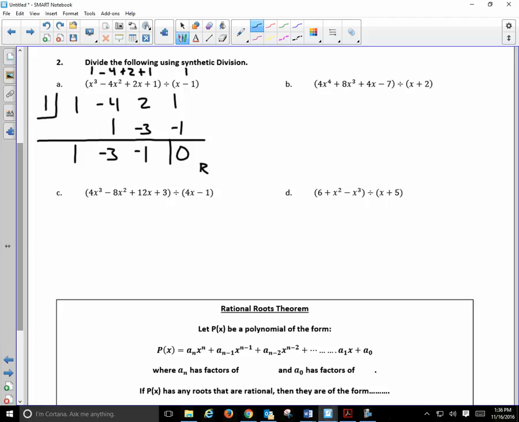Yep. I take the 1 times the -3 to get the -3. I add to get -1. I multiply the 1 by the -1 to get -1, and I add. And so now this is my remainder. So this is my constant, this is my x, and this is my x squared. So I have 1x squared minus 3x minus 1 with no remainder. So all of a sudden, long division became very quick using synthetic division.